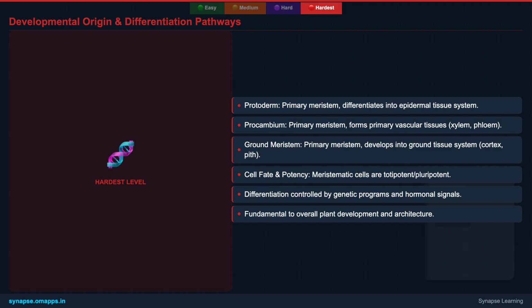The protoderm, procambium, and ground meristem are not just names, they are the embryonic blueprints that differentiate into the epidermal, vascular, and ground tissue systems respectively. This precise developmental pathway, orchestrated by intricate genetic programs and hormonal signaling, dictates the exact placement and specialization of every cell type. This understanding of cell fate and potency, where meristematic cells have the ability to differentiate into various specialized tissues, is fundamental to plant biology and forms the basis for advanced biotechnological applications like tissue culture.